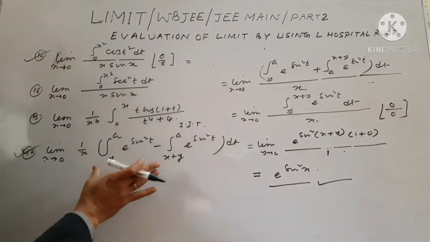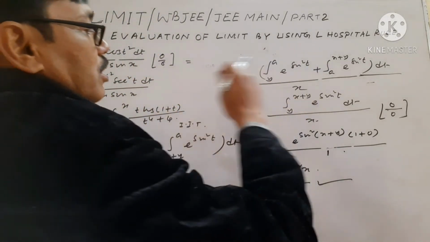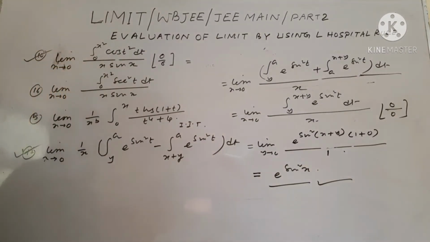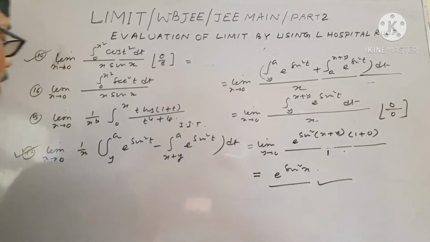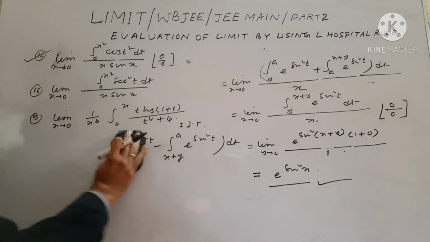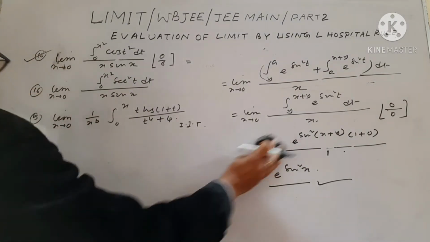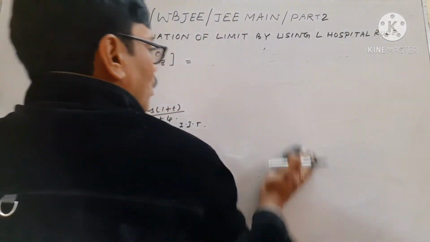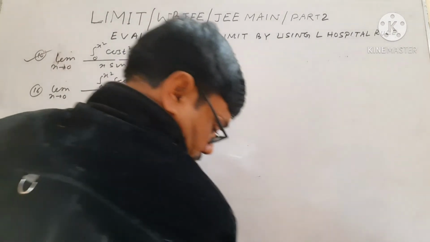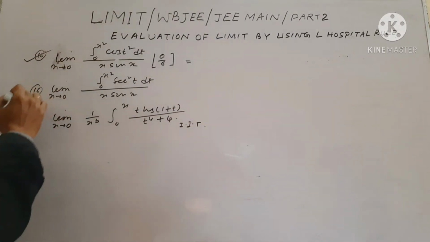So that was L'Hospital rule and Newton's Leibniz rule of differentiation under the integral sign. Then problem number 5.